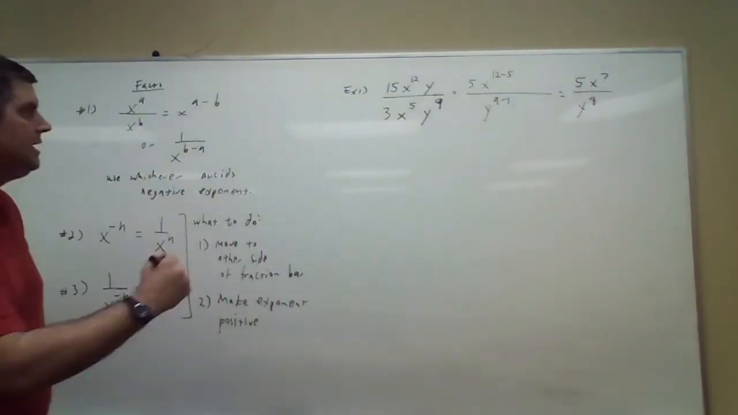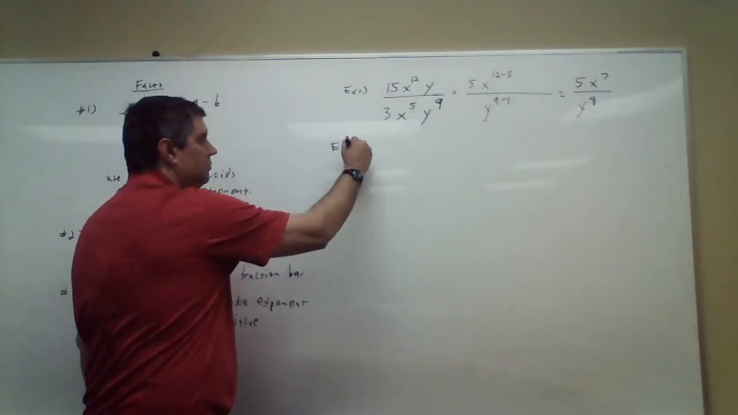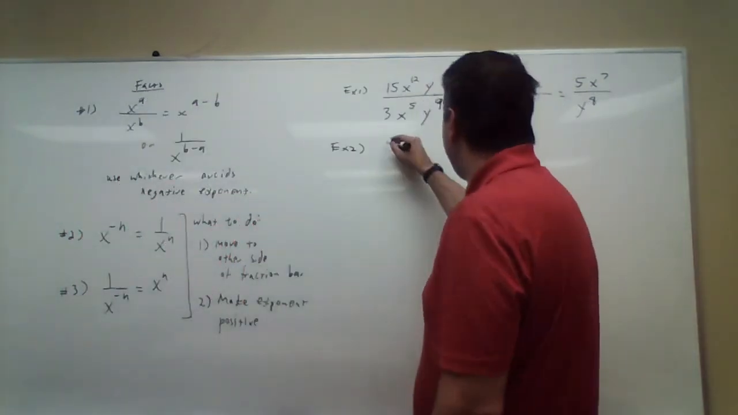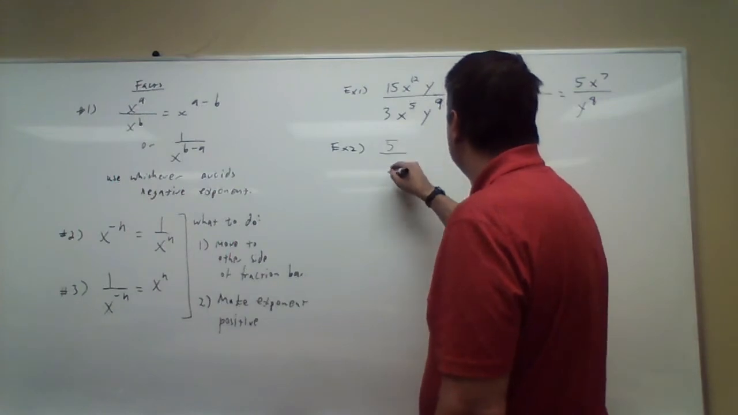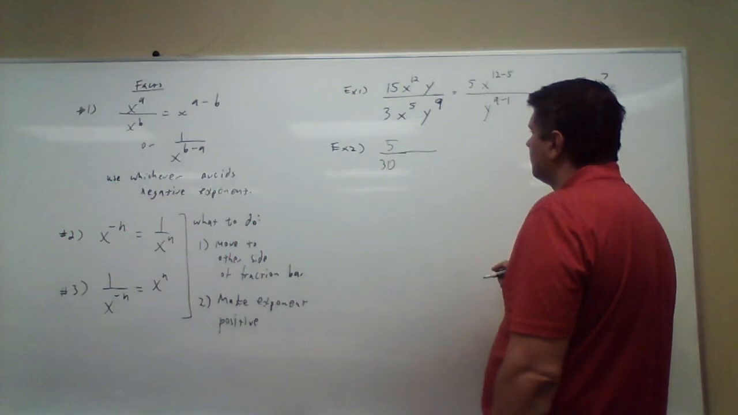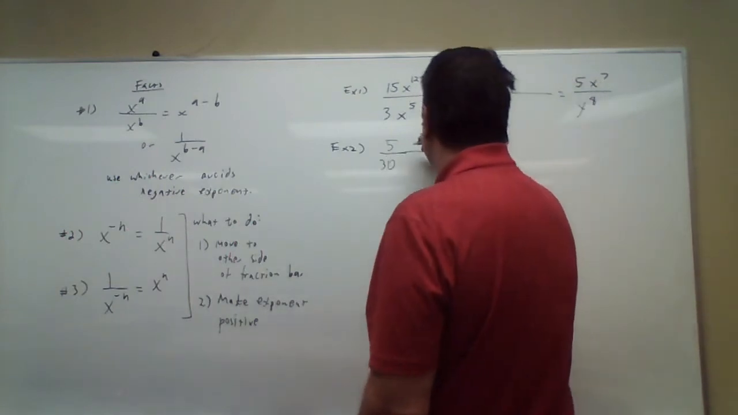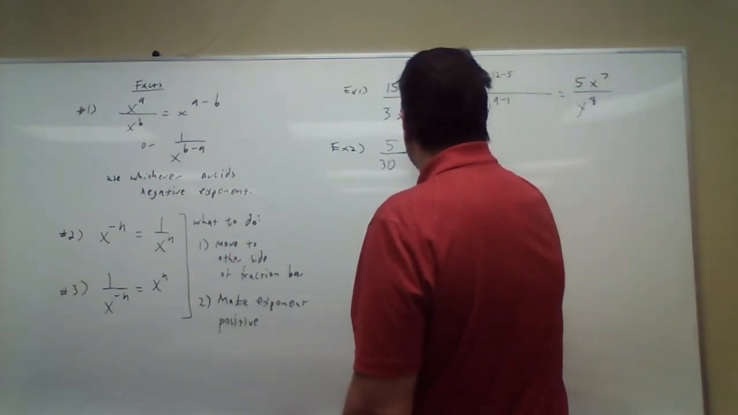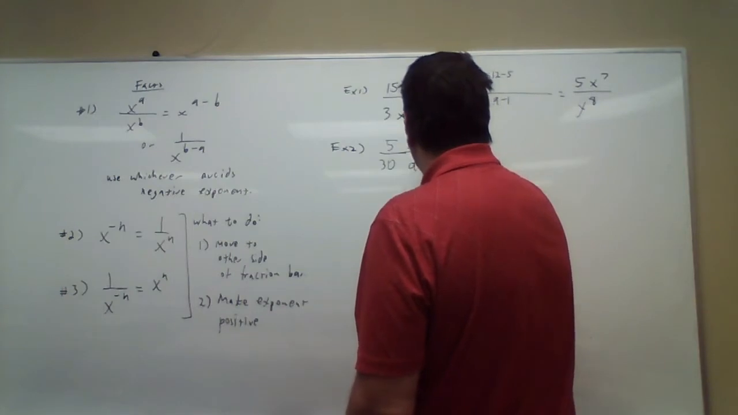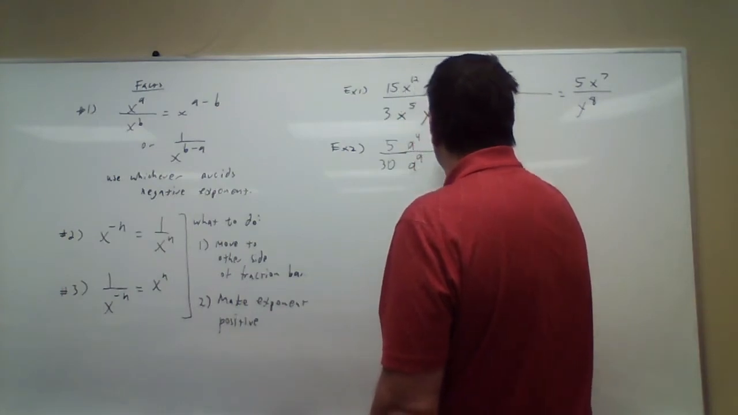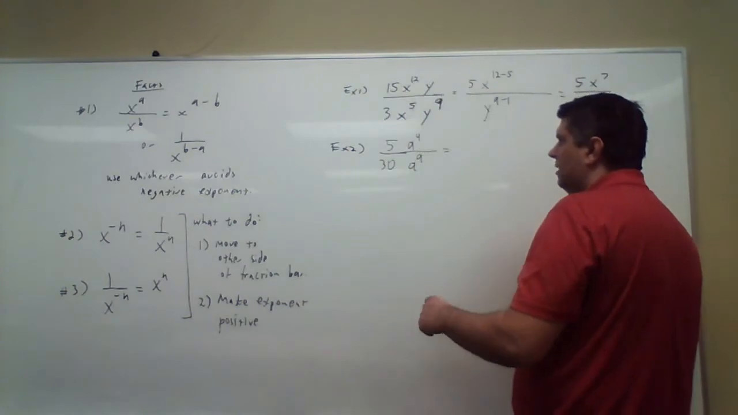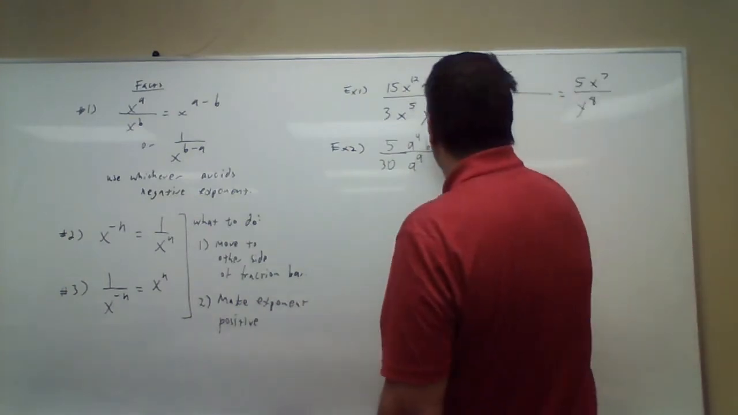Example 2. Let's say I have 5 over 30, a to the 4th over a to the 9th, and let's do b squared.